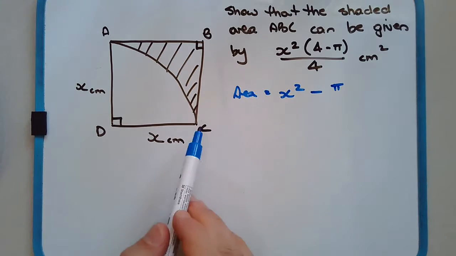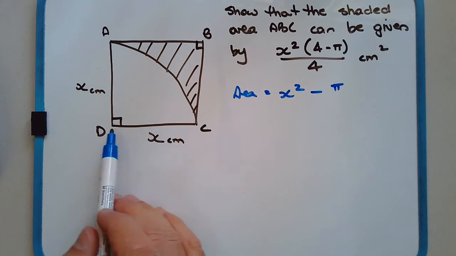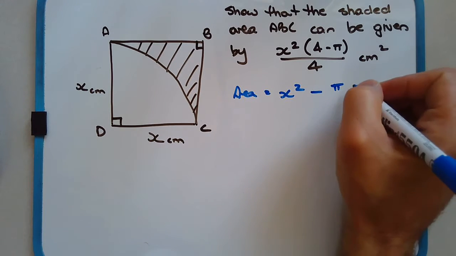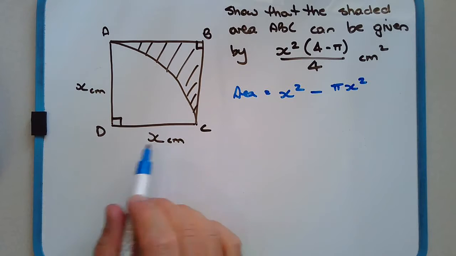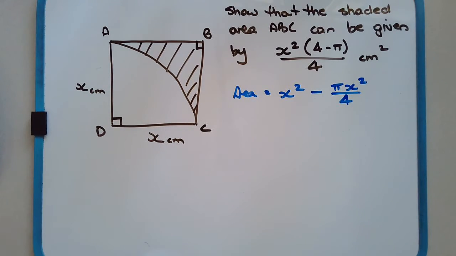In fact, the r is x. So this side of the square is the radius of this quadrant. So rather than writing pi r squared, I'm going to write pi x squared, since x and r are the same thing here. And that's going to be over 4 because it's a quarter circle.